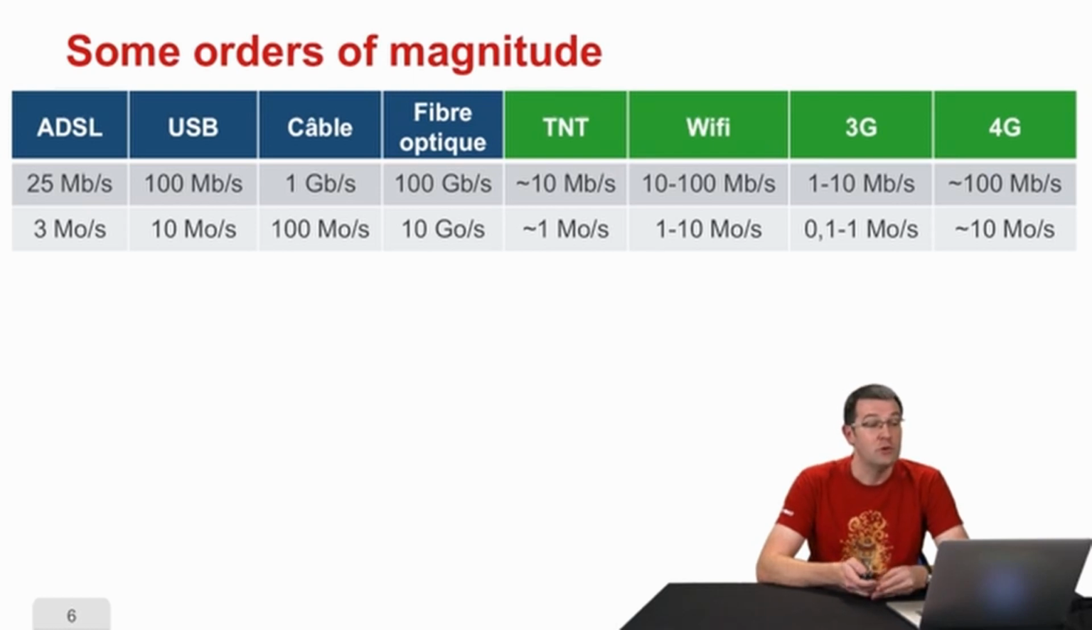So you can see that between ADSL, what you have at home, which is about 20 megabits per second, and a modern, top-of-the-range optical fiber, where you can have up to 100 gigabits per second, the factor is 1000, so data can be transferred throughout the planet on an optical fiber much more rapidly than with ADSL between the internet provider and the house. The gap is smaller between the various wireless technologies.